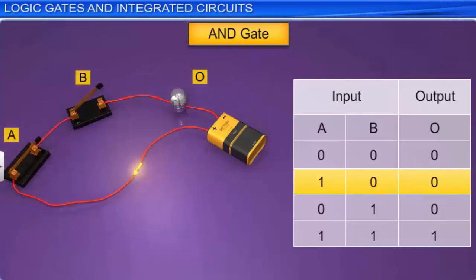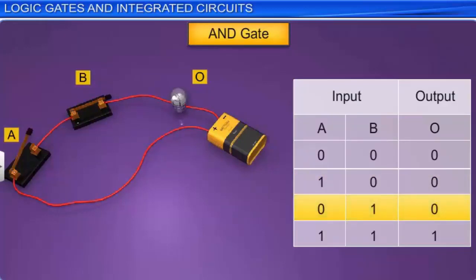When switch A is open and switch B is closed, input A is 0 while input B is 1. The bulb in this case again remains off, hence the output is again 0. When both the switches A and B are closed, both the inputs A and B are 1. The bulb in this case turns on, indicating this time that the output is 1.